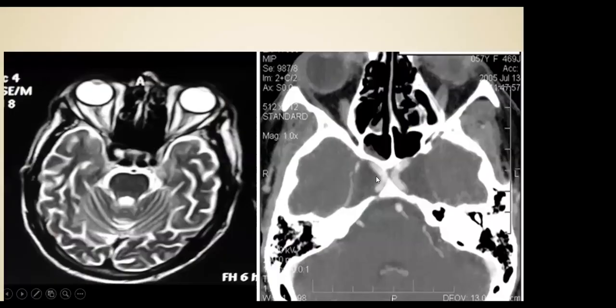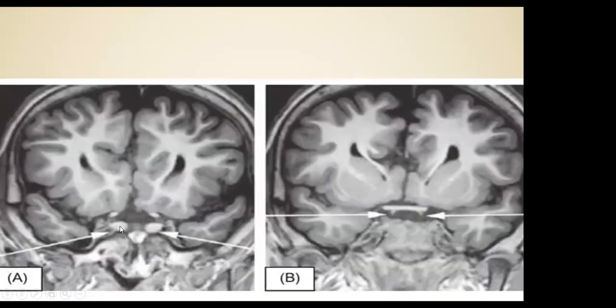Duplication of the pituitary gland here. And the ectopic bright spot of the posterior pituitary gland.